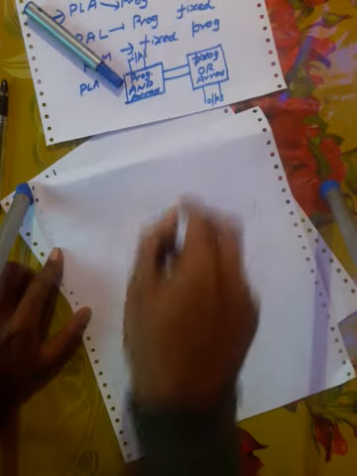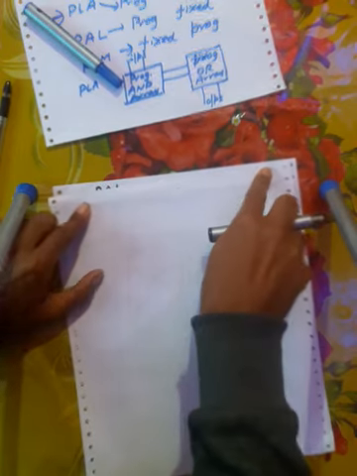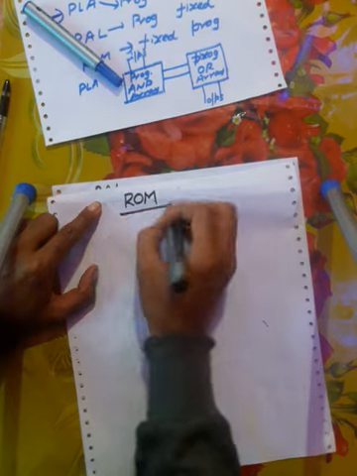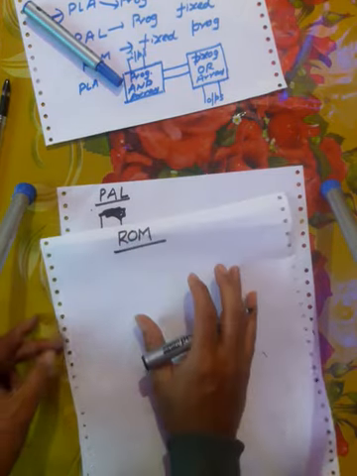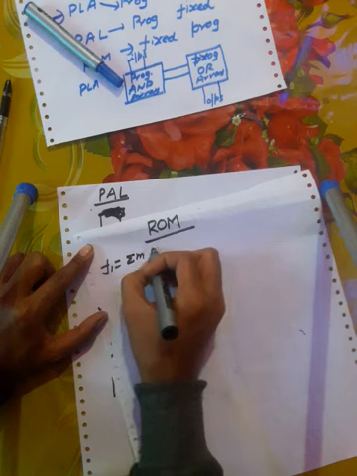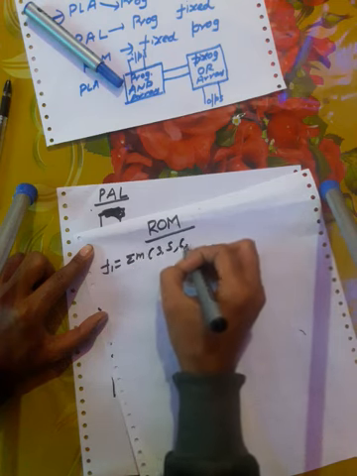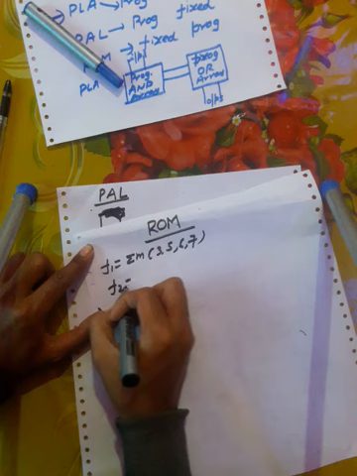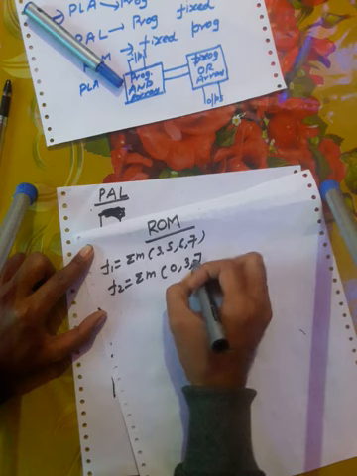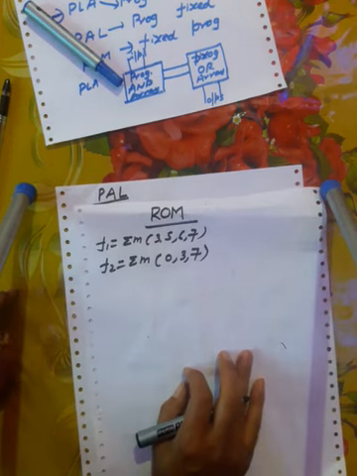Now lastly we will implement by using ROM, read only memory. The same function I will implement by using ROM. What is F1? F1 is sigma m 3, 5, 6, 7. F2 is sigma m 0, 3, 7.